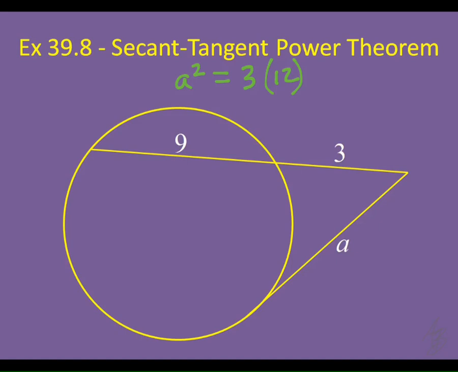So we get A squared equals 36, which means that A is equal to 6 or negative 6. But negative 6 doesn't work because it's a length, so A equals 6. Okay? One more.